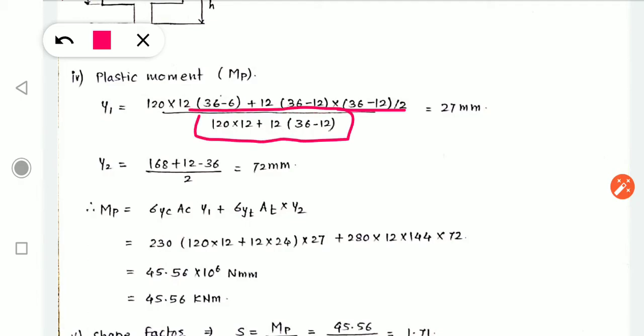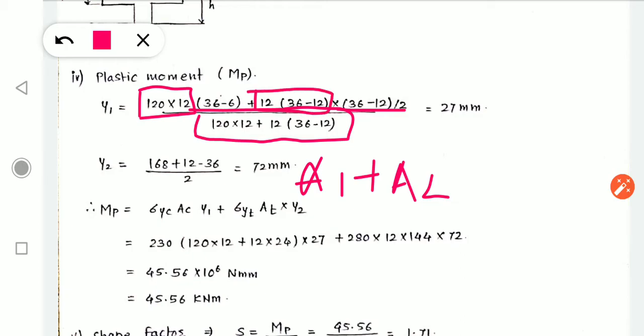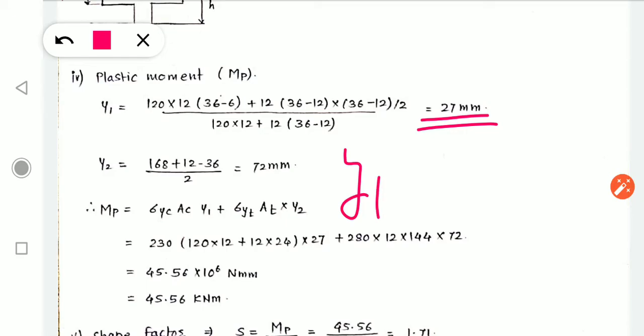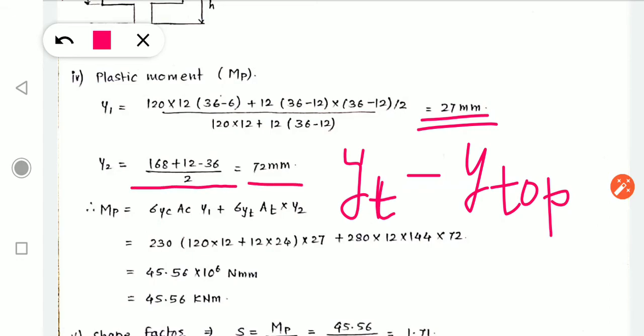And this is A1 plus A2. I already made you understand what is A1, what is A2. Add those in the denominator, and if we solve it for those values, you will get y1 equal to 27 mm. Now what will be y2? Y2 will be y total minus y from the top side. Okay, so if we do that, we will get y2.